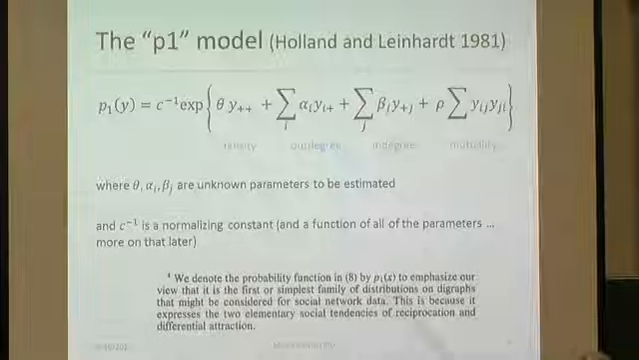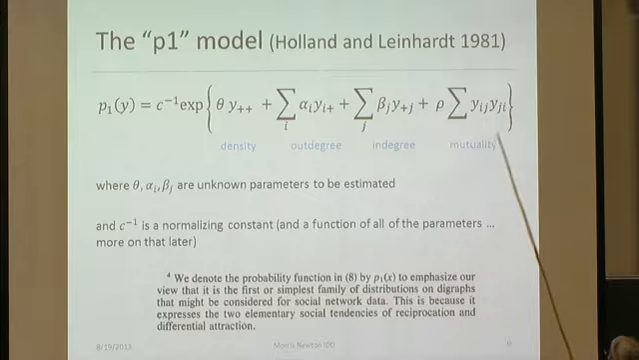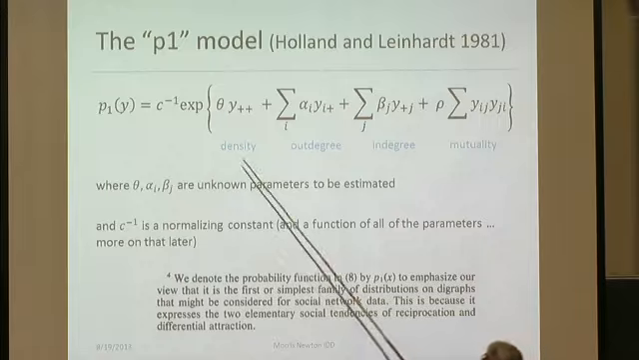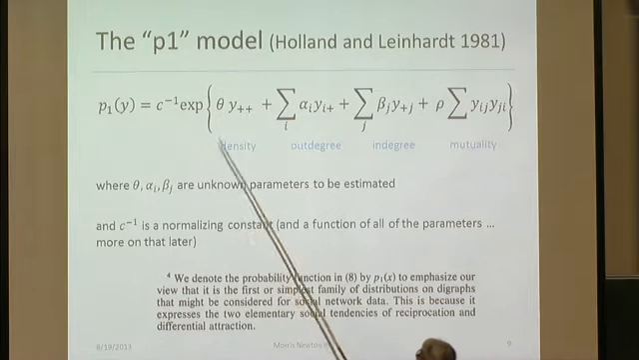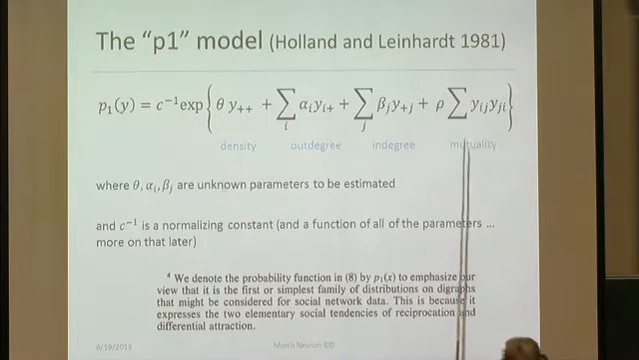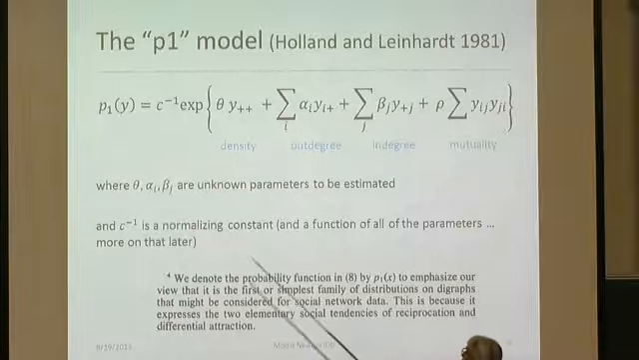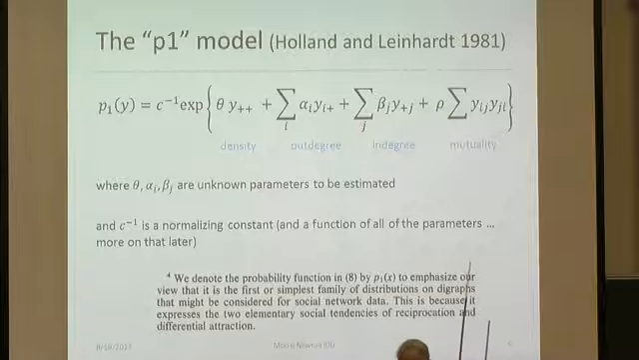And then finally, a mutuality term here. A single mutuality term with a single parameter. So these are node-specific terms, but this is an overall network tendency, and this is also an overall network tendency here. C inverse here is a normalizing constant that means that that whole thing will sum to 1, so it's a proper probability distribution. C, it turns out, is not just a constant, it's actually a function of all of the parameters that you've estimated, and that turns out to be where a lot of the complication comes from, as we'll see.